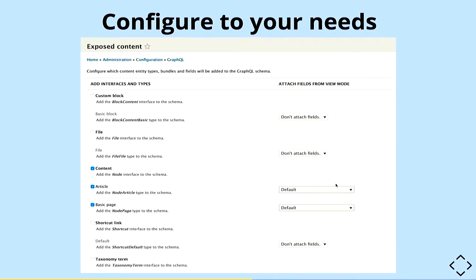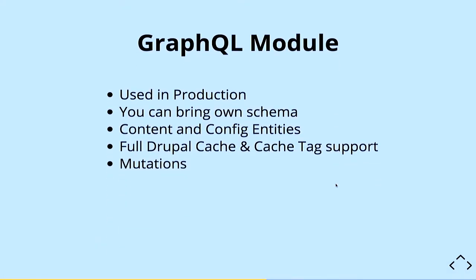But as mentioned, you can also create your custom views. If you want to have your own set of stuff, you can also create views in Drupal, and they will then expose data via GraphQL. We already use the GraphQL module in production since a couple of months, and it works really awesome. You can bring your own schema. So if you don't like anything these modules do, you can write your own module that takes the GraphQL and exposes itself. It works not only for content, but also for config entities.